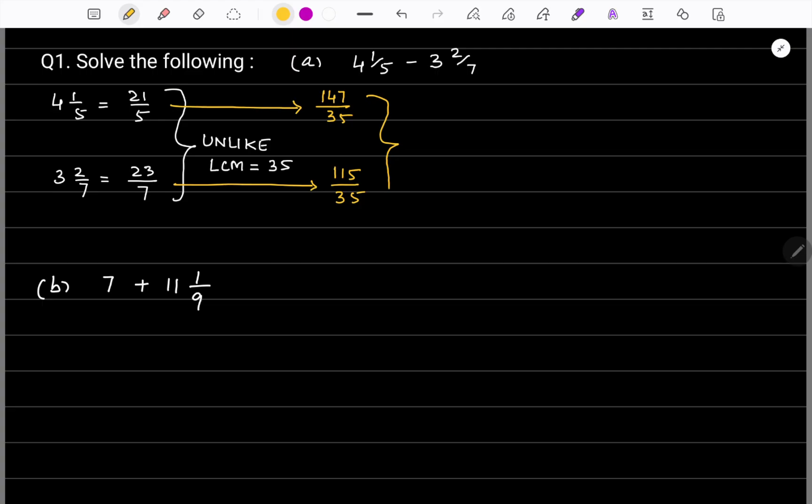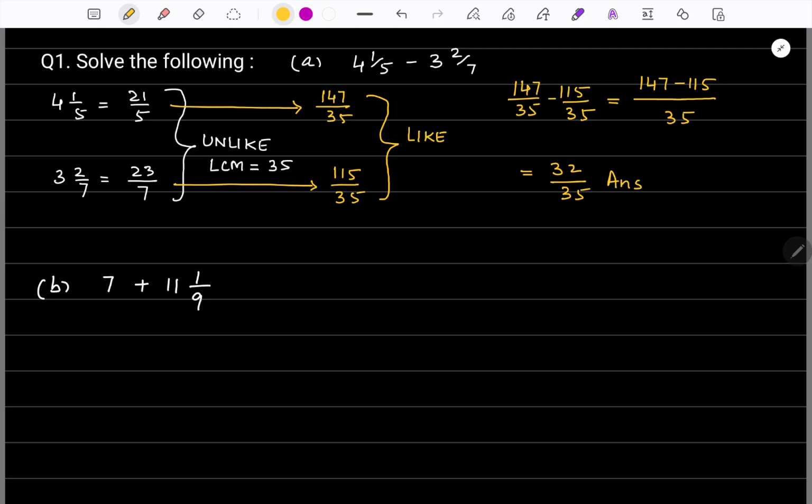Now let's look at these two fractions. These two fractions are like in nature. So we can now write 147 by 35 minus 115 by 35. It's a like fraction, so we can write 35 at the bottom and subtract 115 from 147, and that will give us 32. So we get 32 by 35 here. So this was the solution to part A.